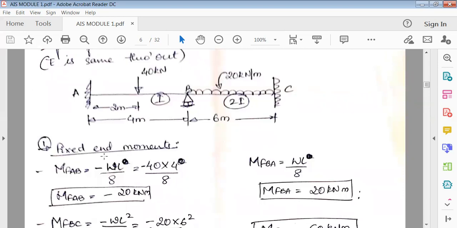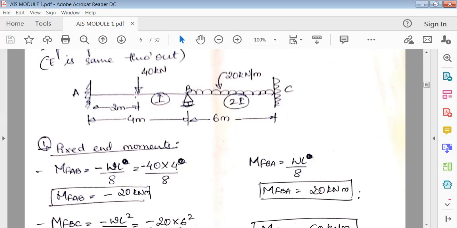To find these fixed end moments, it is MFAB. It always starts from the left end. So first is MF A to B, and second is MF B to A. Again, the moment from A to B will not be the same as from B to A, so we will be calculating them separately. We will be calculating MFAB and MFBA. The first case is finding MFAB.